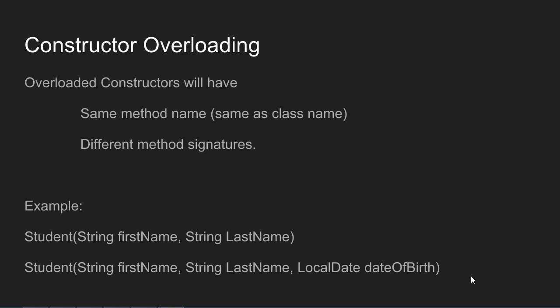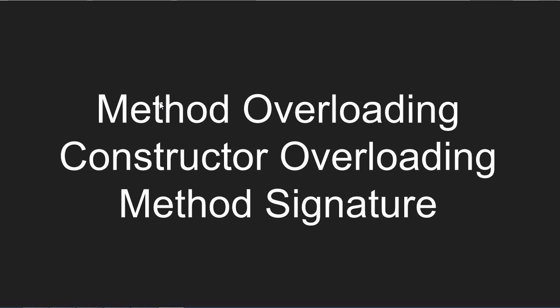If we pass first name and last name, that is 2 string values, the first constructor will be invoked. If we pass 3 arguments, that is string, string and local date, then the second constructor will be invoked. So that is all about the theory.